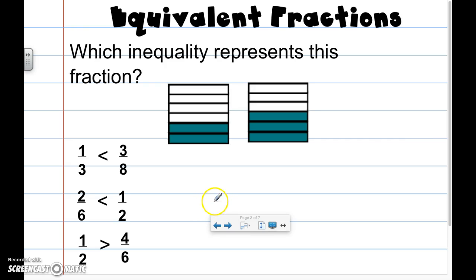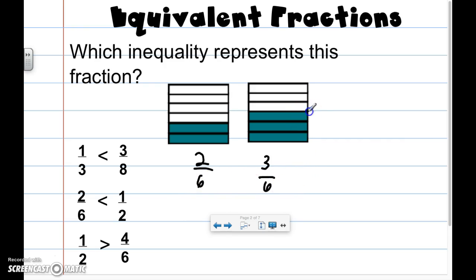So, equivalent fractions. Which inequality represents this fraction? Let's look at this. This is 1, 2, that's going to be my numerator because that's how many are shaded in, out of 1, 2, 3, 4, 5, 6. So that would be 2 out of 6. This over here is going to be 3 out of 6. Well, I don't see 2/6 is less than 3/6 over there, so I have to find fractions that are equal to this.